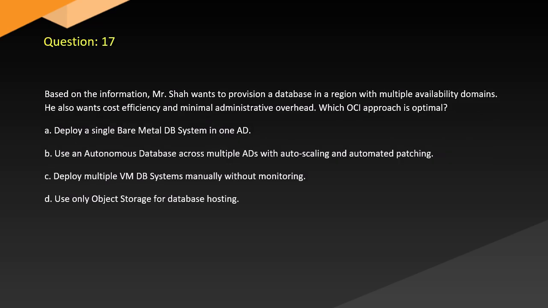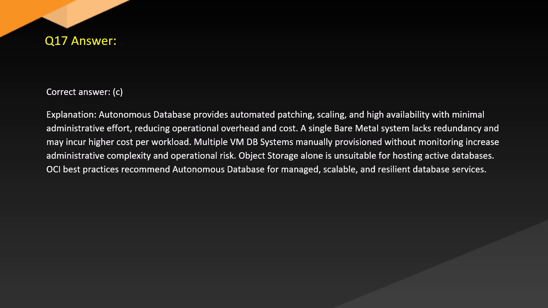Question 17. Based on the information, Mr. Shah wants to provision a database in a region with multiple availability domains. He also wants cost efficiency and minimal administrative overhead. Which OCI approach is optimal? A. Deploy a single bare metal DB system in one AD. B. Use an Autonomous Database across multiple ADs with auto-scaling and automated patching. C. Deploy multiple VM DB systems manually without monitoring. D. Use only object storage for database hosting. Answer.